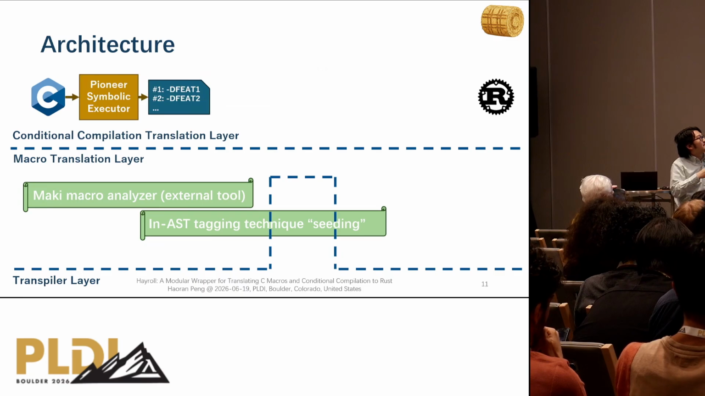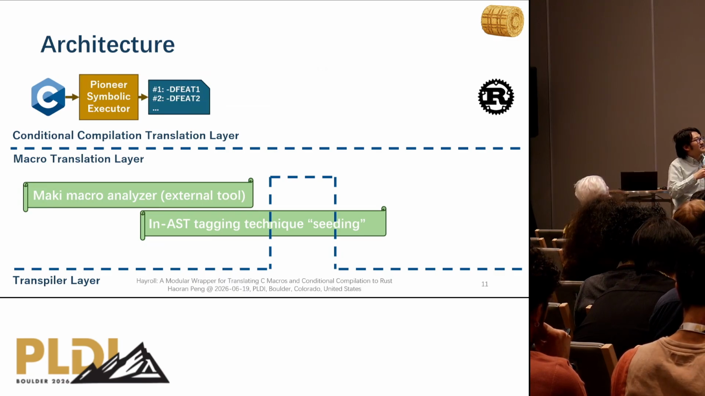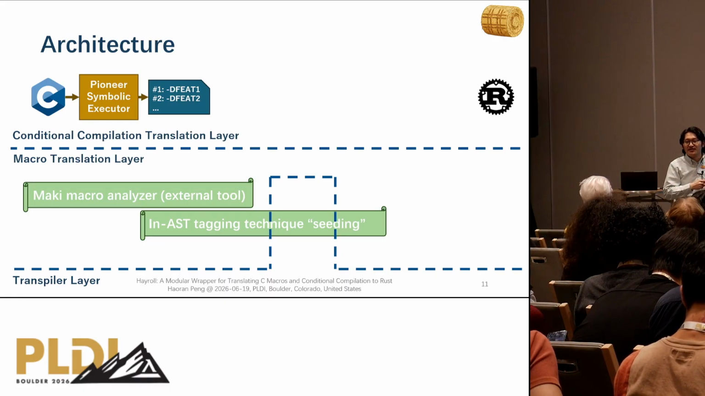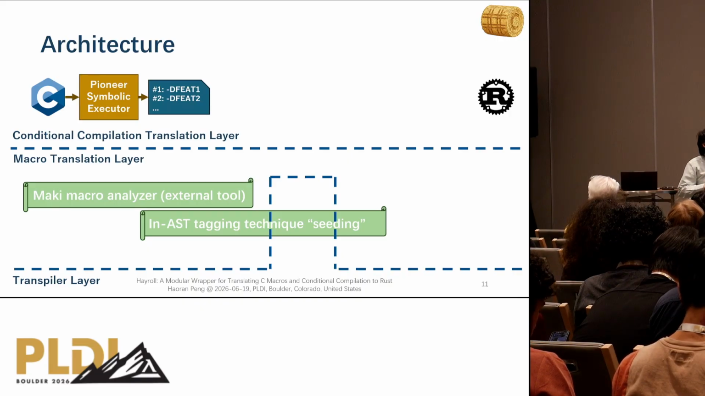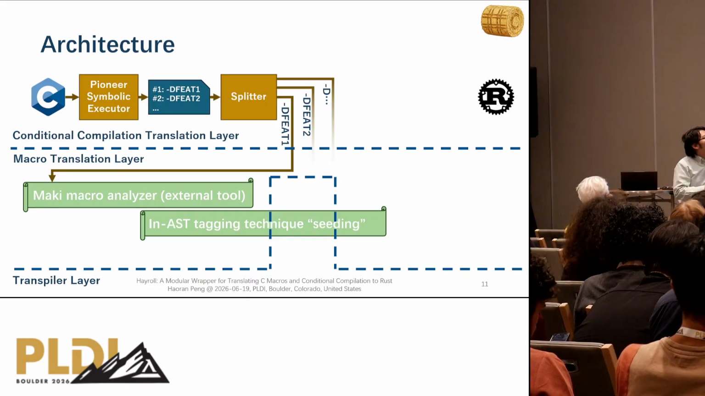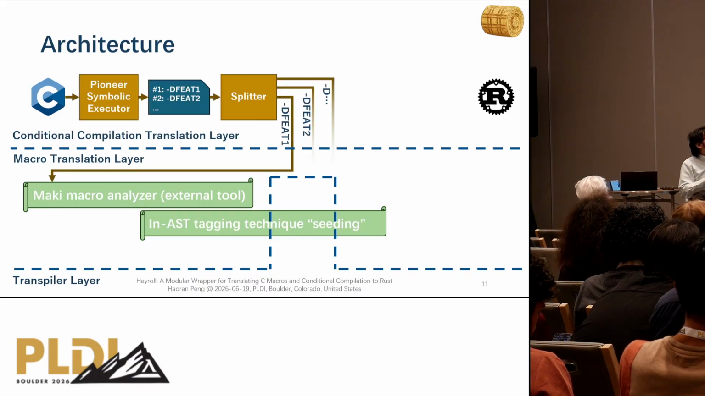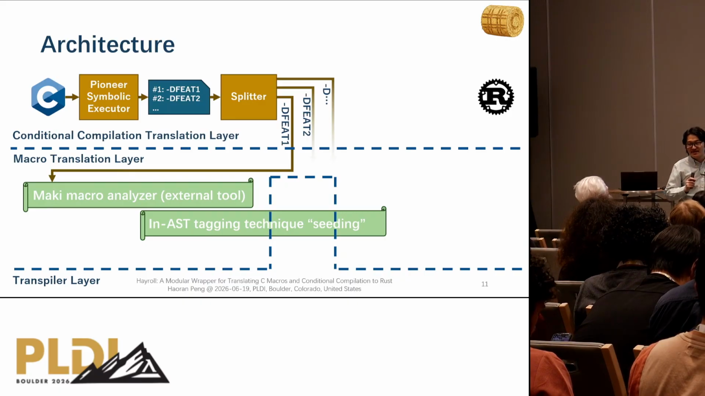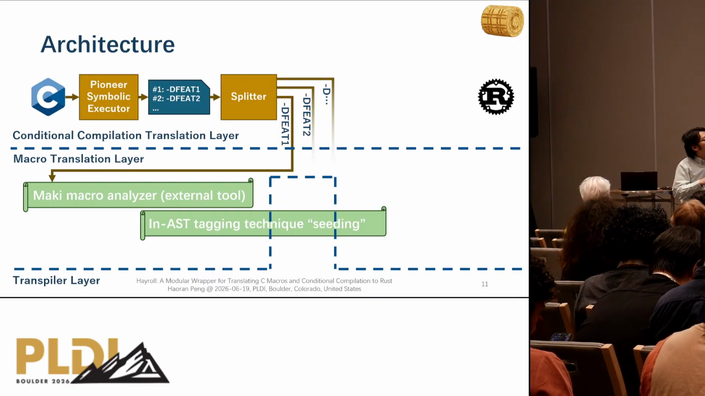We first send the C code through the Pioneer symbolic executor, which tells you for each line of the code what the enabling condition is. That is, the configuration flag combinations that are required to enable this line of code. Then that information is sent through the splitter, which splits one configurable software into many configuration-specific softwares that together cover each line of the original functionality.